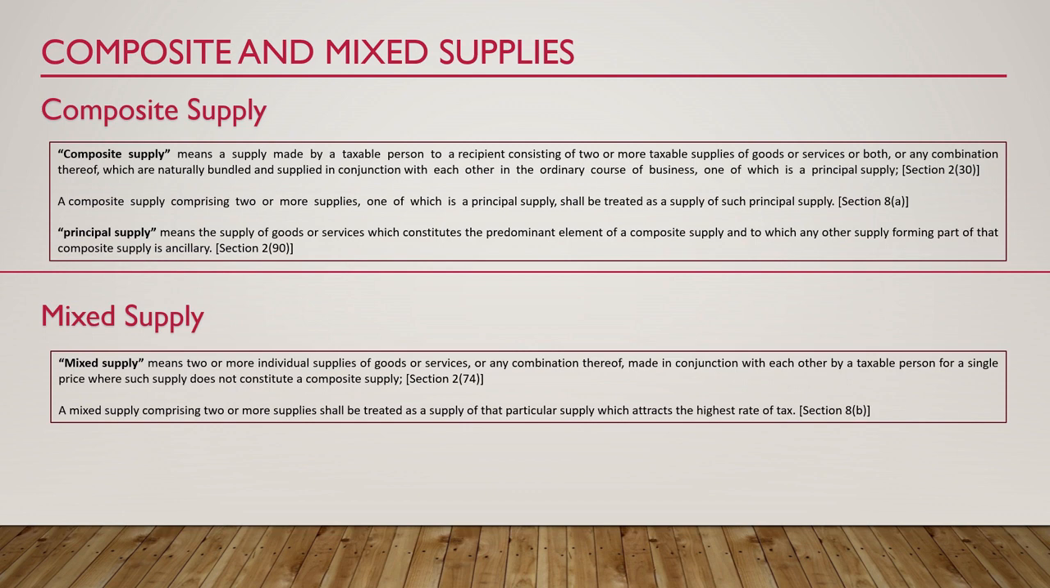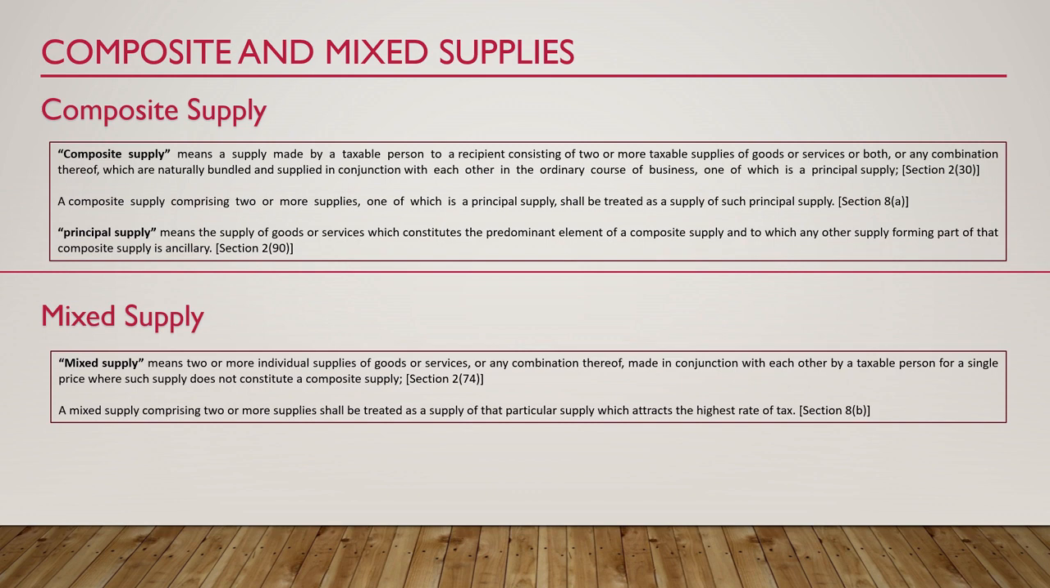So having seen what these two concepts are, how do you differentiate one from the other? How do you make sure, when two or more supplies are being provided together, whether it is a composite or a mixed supply? There is no concrete procedure for the same, but certain indicators are there. For example, you can identify if it is a normal business practice for bundling these two supplies together in a single transaction. If so, it will be a composite supply. If not, it is not a composite supply.